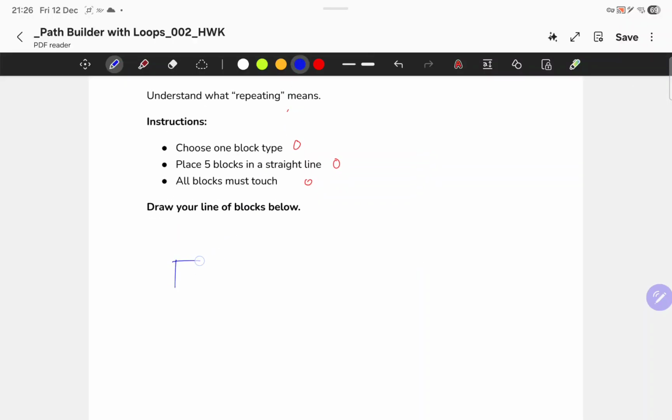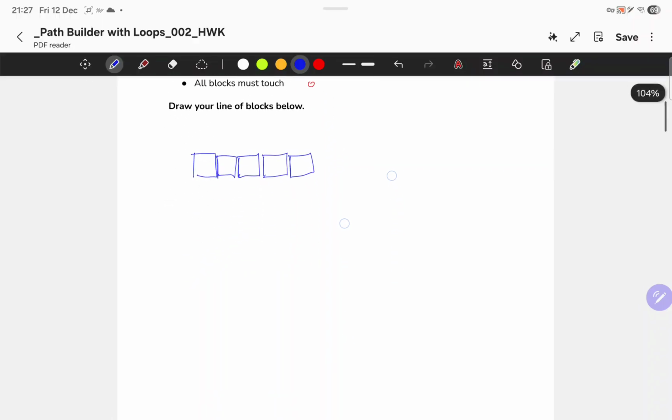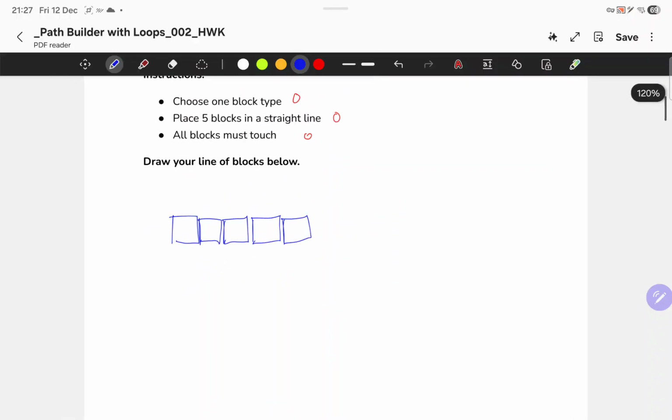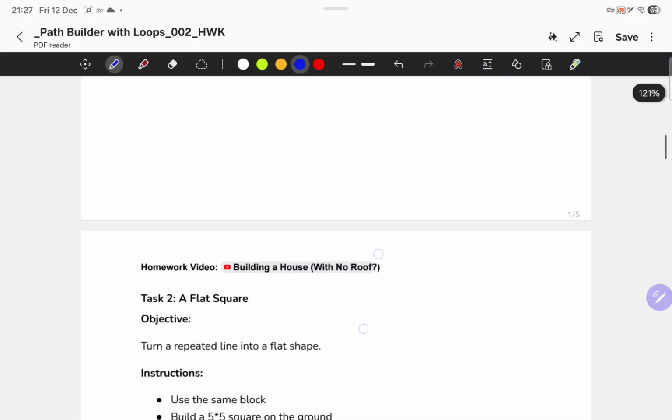I'm going to pick a blue block, like so. 1, 2, 3, 4, 5. And that's all we have to do for the first assignment. That's it. If you want to, you can try to do this in Minecraft, but you don't have to. What I'd rather you do is try to think about what we're doing using pencil and paper, and then if you want to, you can use Minecraft.